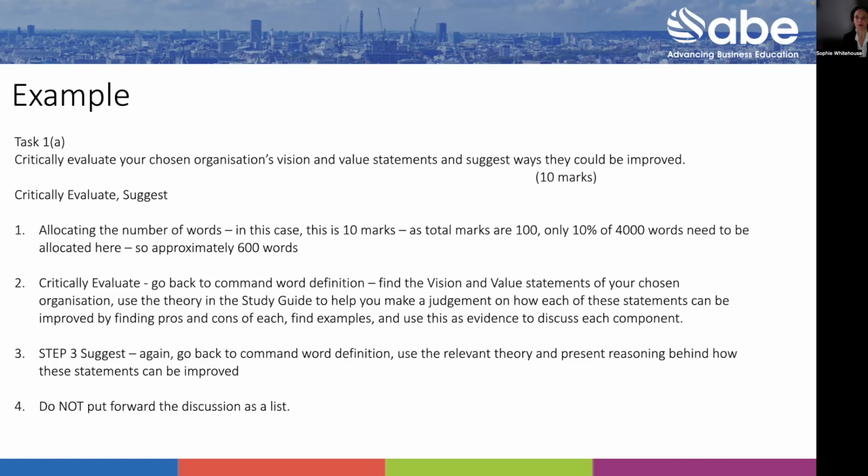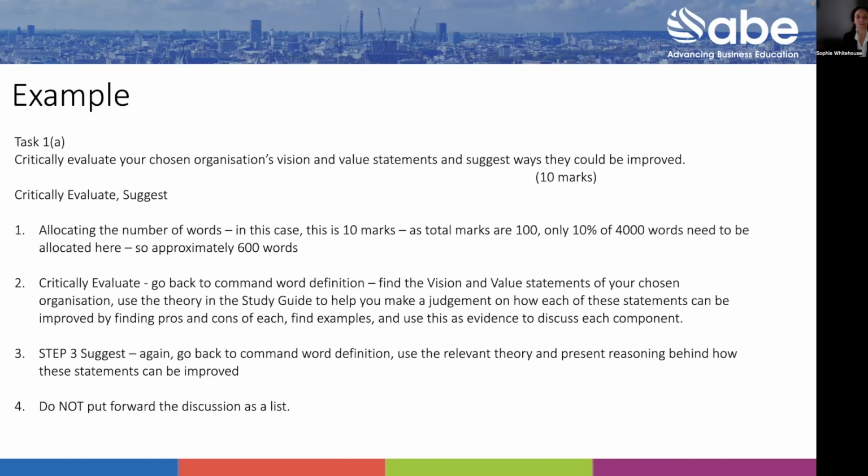Number 2, critically evaluate. If you're unclear about what these words mean, go back to the command word definition. It is definitely on the website of ABE. Then find the vision and value statements of your chosen organization. Use the theory in the study guide to help you make a judgment on how these statements can be improved by finding pros and cons for each. Then find examples, and use these as evidence to discuss each component. We'll go through an example answer in the following slide.